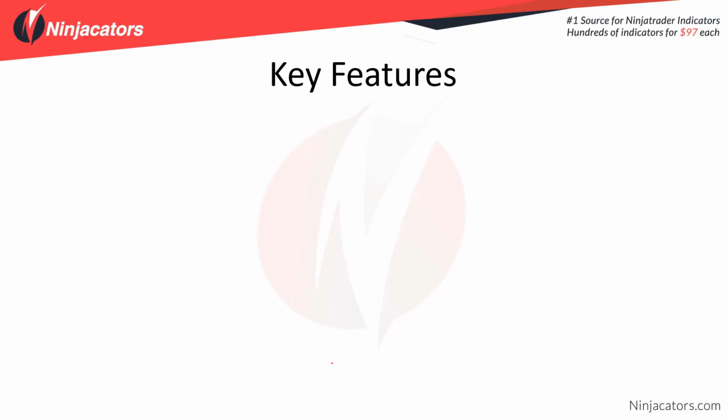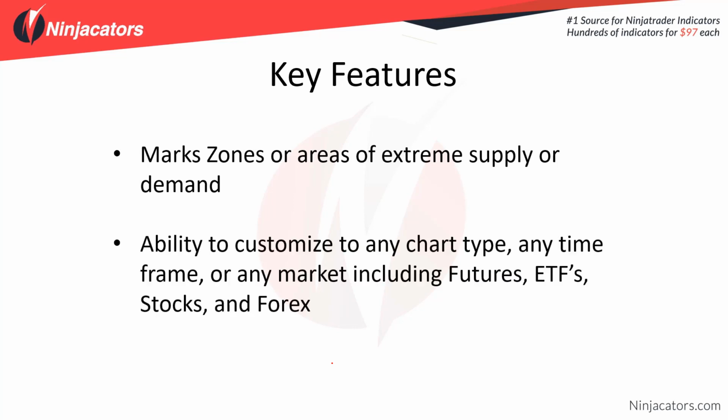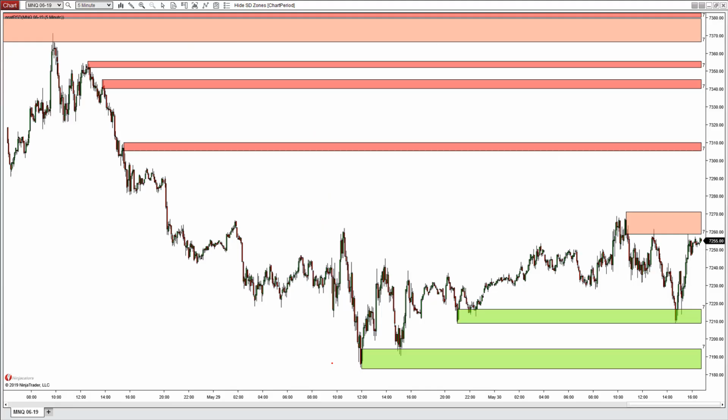So what are the key features of this tool? Well, it marks zones or areas of extreme supply or demand and has the ability to be customized to any chart type, any time frame, or any market, including futures, ETFs, stocks, and Forex. This is what the tool looks like on the MNQ chart in a 5-minute time frame, but again, you can put this on any chart. These red zones that you see here are all supply zones. And these green zones here are demand zones.